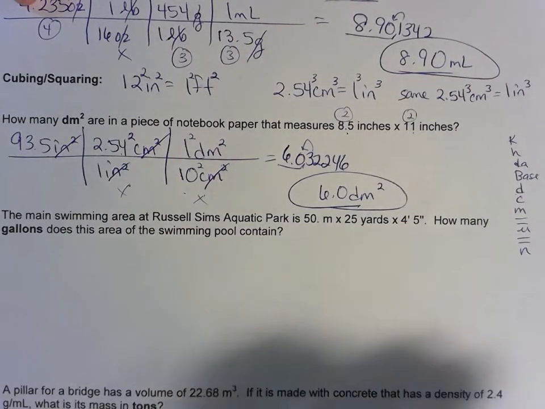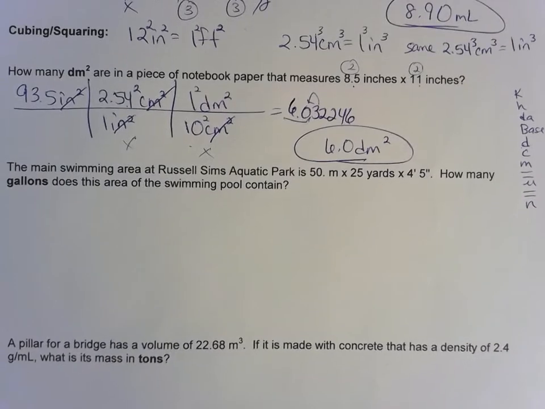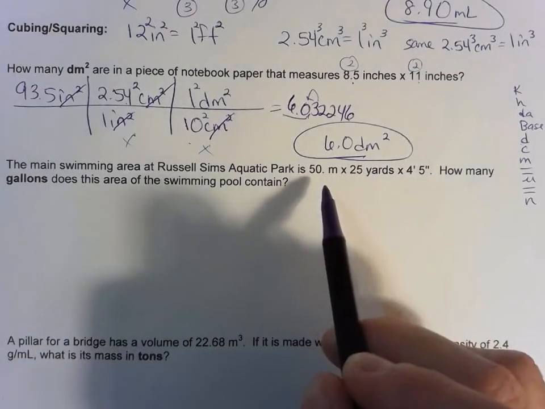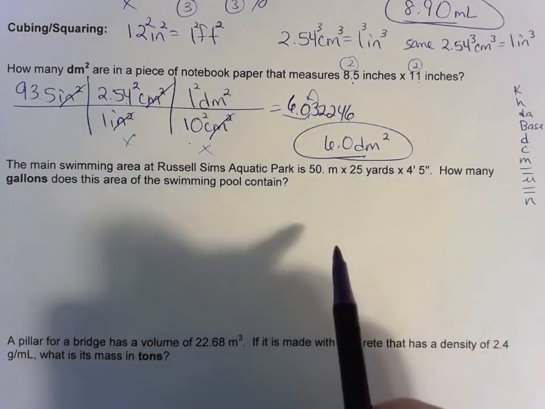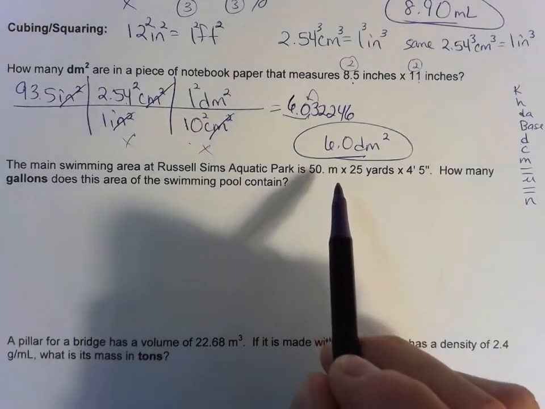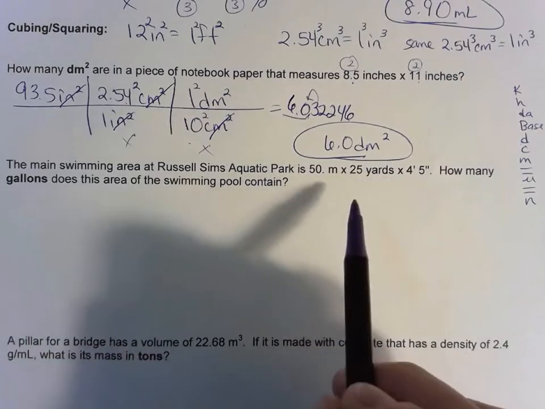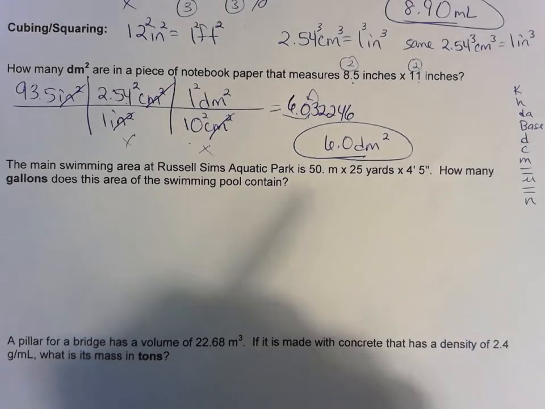Alright, the main swimming area at Russell Sims is 50 meters by 25 yards by 4 foot 5 inches. How many gallons does this area of the swimming pool contain? Similar to a fish tank question. I purposely made this one a little bit more work for you because we have meters, yards, feet and inches, all of these together. So let's put everything in meters. Now why did I choose meters? Because if I choose meters, then I can go meters cubed, which would then be easy to convert, and I think that would be the easier route to take.